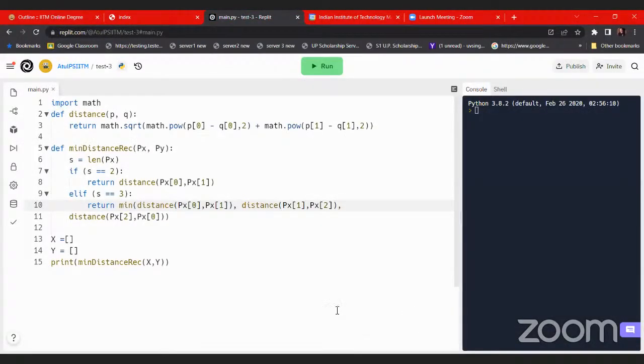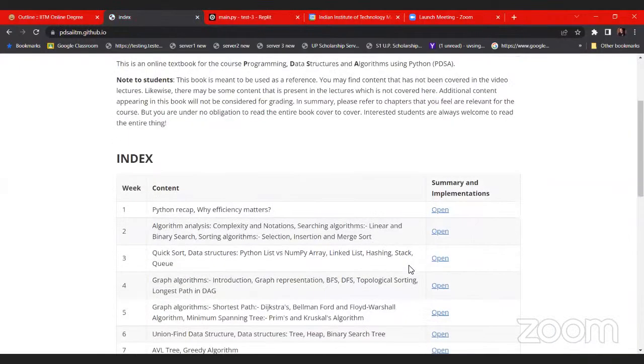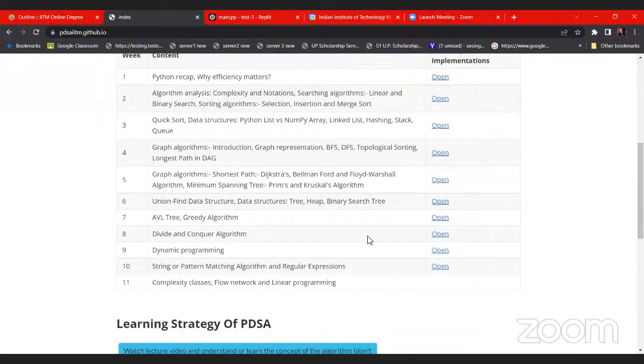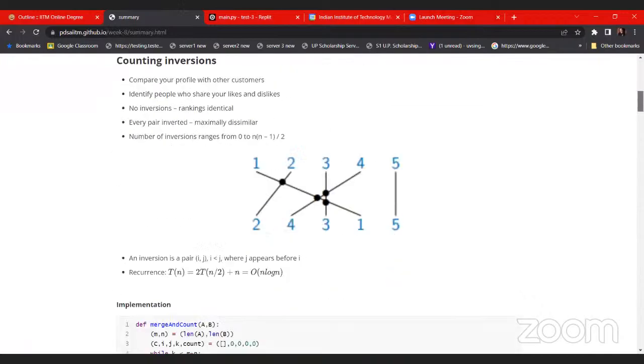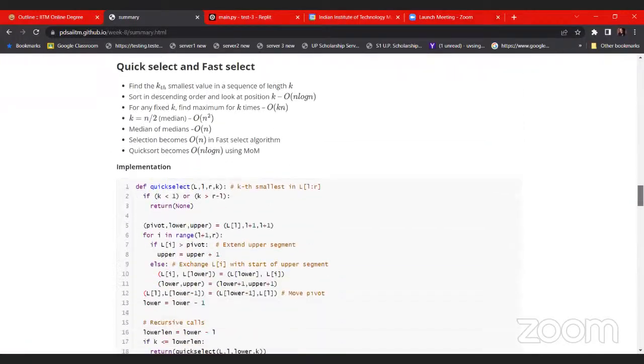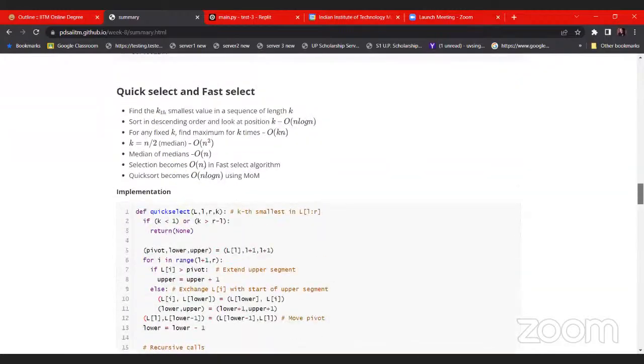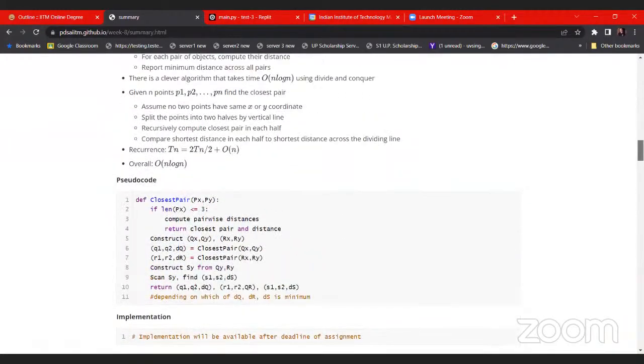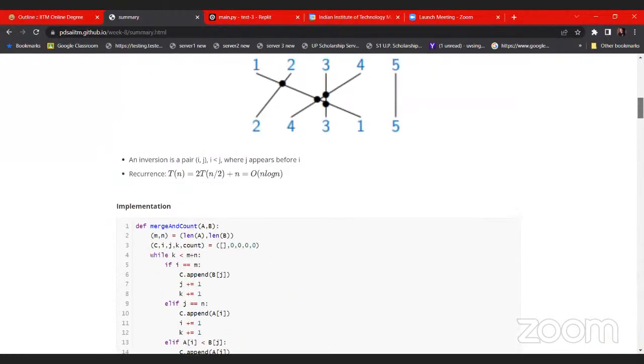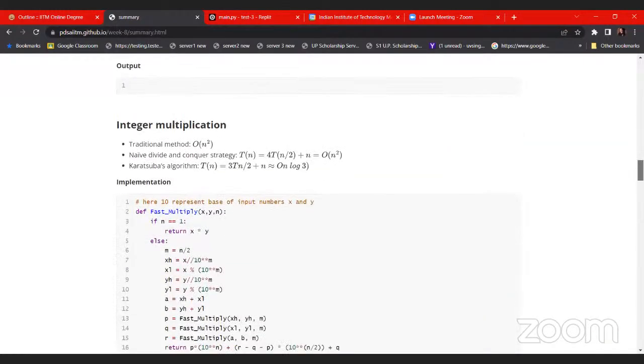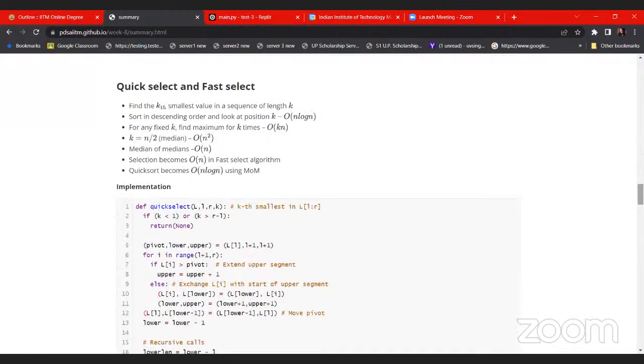Okay, so the topic. In the last session I discussed till integer multiplication and the closest pair problem, and now quick select and fast select. So basically, what are quick select and fast select? Here we are finding the kth smallest or kth largest element in an unsorted list.